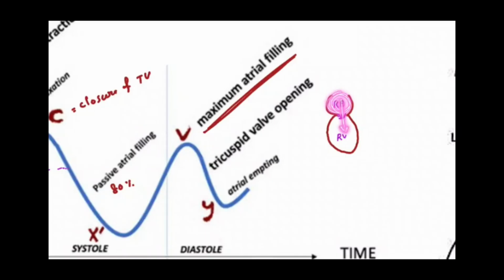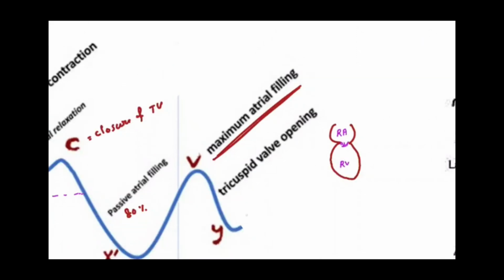And this is why the blood is flowing down. So the blood is flowing down and this will create the Y descent. So if we put it in short, the Y descent is because of atrial emptying, okay? This is because of emptying of the atria into the ventricle. And which atria? The right atrium, that is what we are talking about. So the right atrium will empty into the right ventricle. This is how this descent is created.